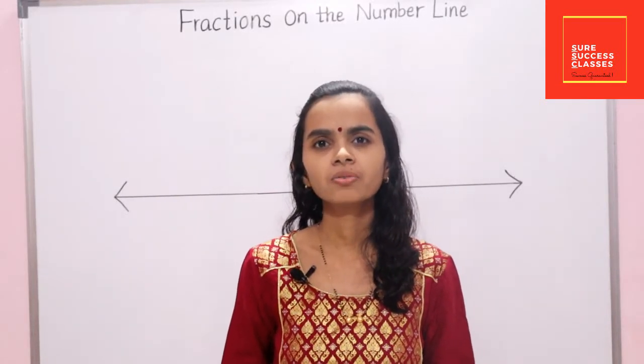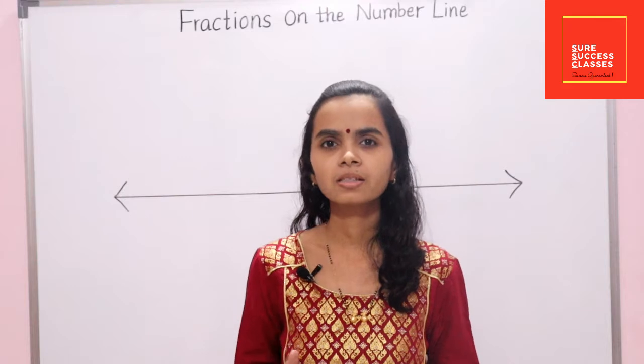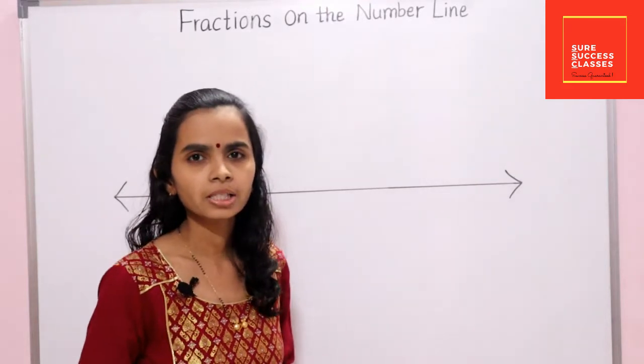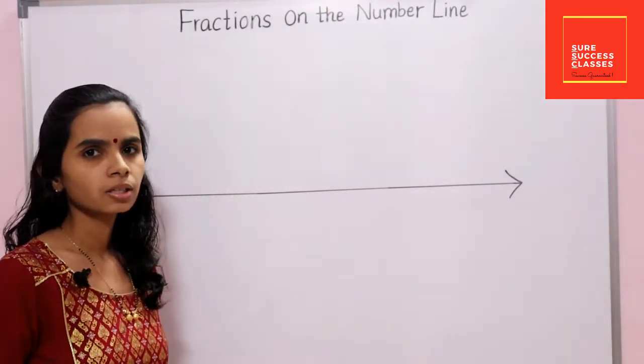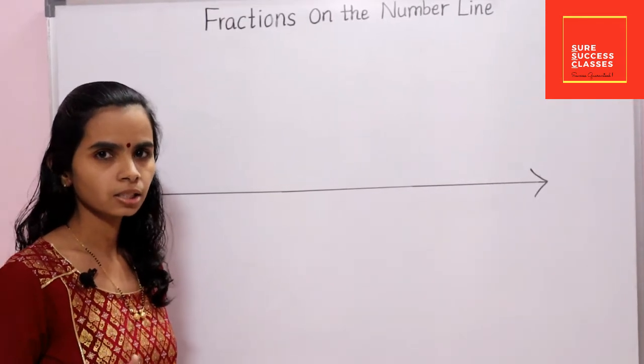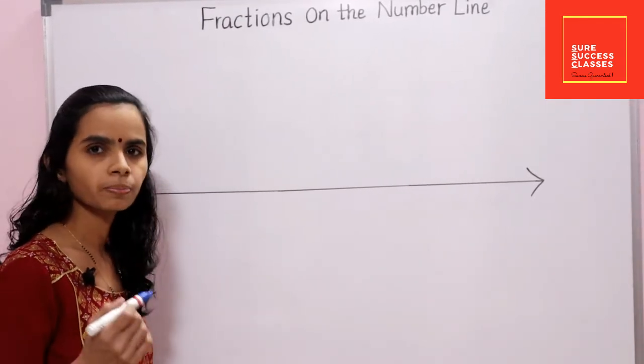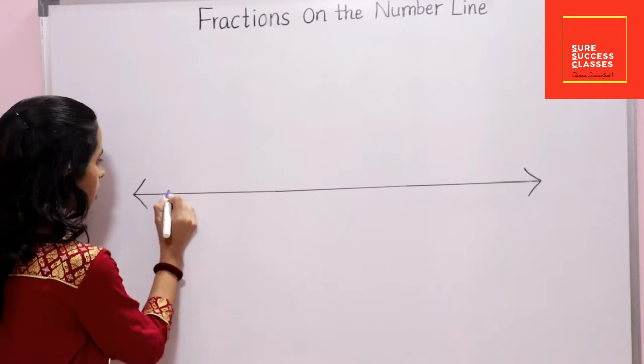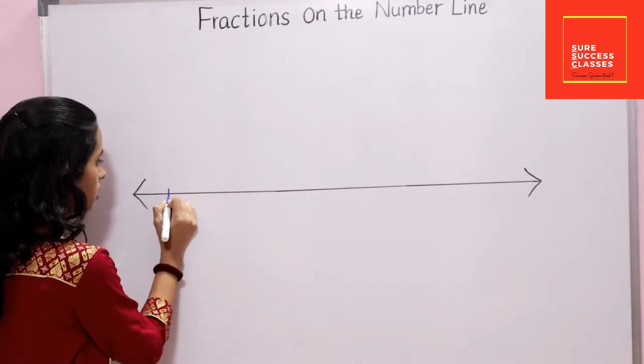In this session, we will learn how to place fractions on a number line. As we know, fractions are part of a whole, so they are greater than 0. First, we will place the point for whole number 0 at the left side of this line.